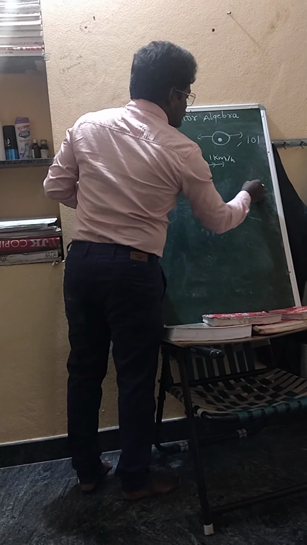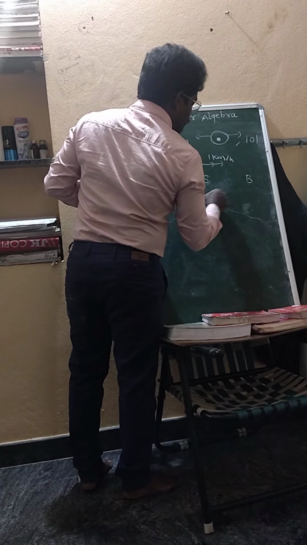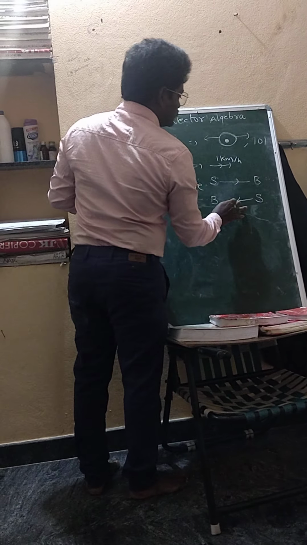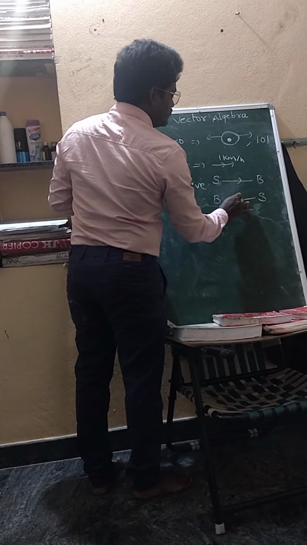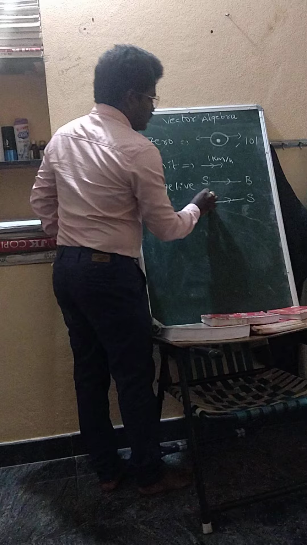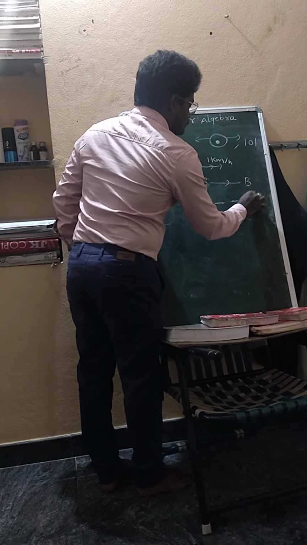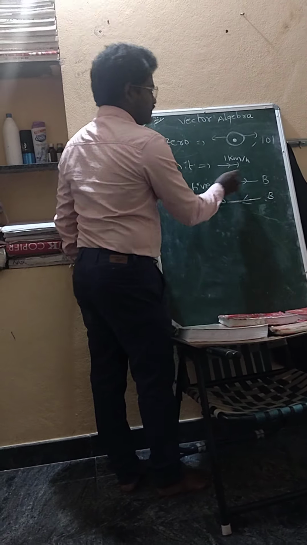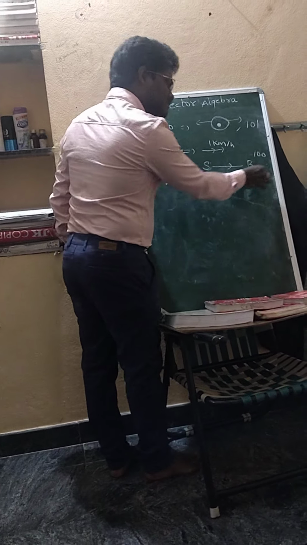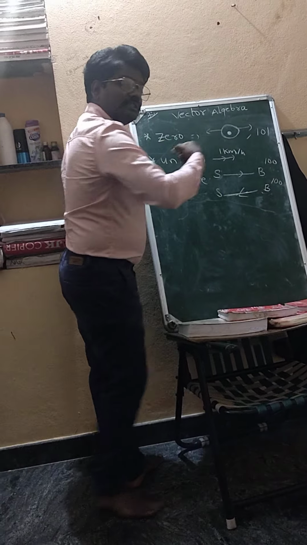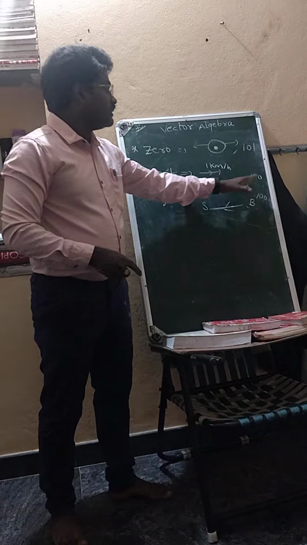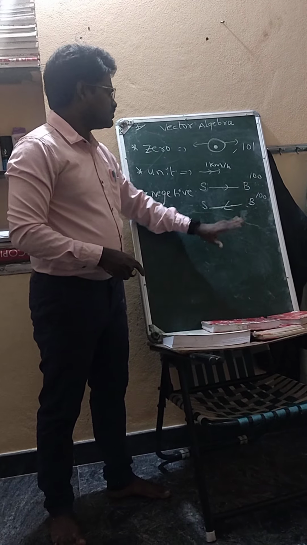Suppose Secunderabad to Bengaluru, Bengaluru to Secunderabad. The distance is the same. Secunderabad to Bengaluru, suppose 100 kilometers, and at the same time Bengaluru to Secunderabad distance is the same, 100 kilometers. But the directions are different. That one is reality. Secunderabad to Bengaluru 100 kilometers, Bengaluru to Secunderabad 100 kilometers, no problem.